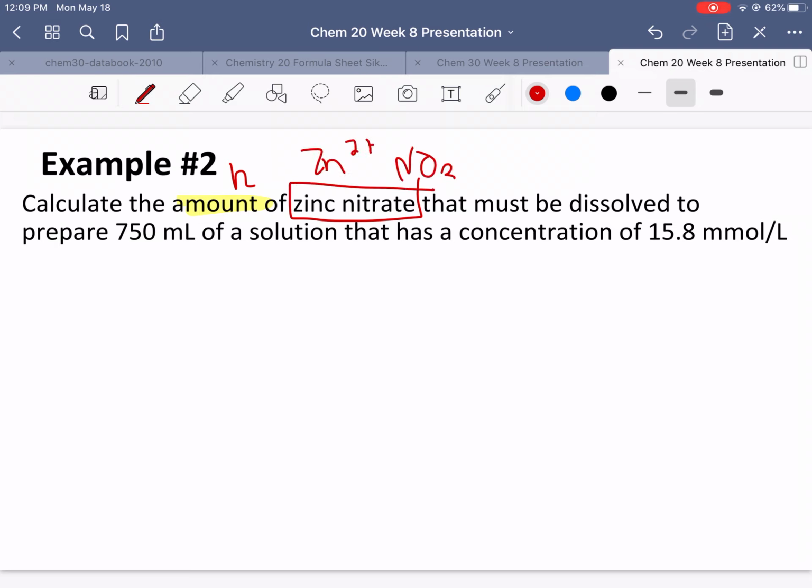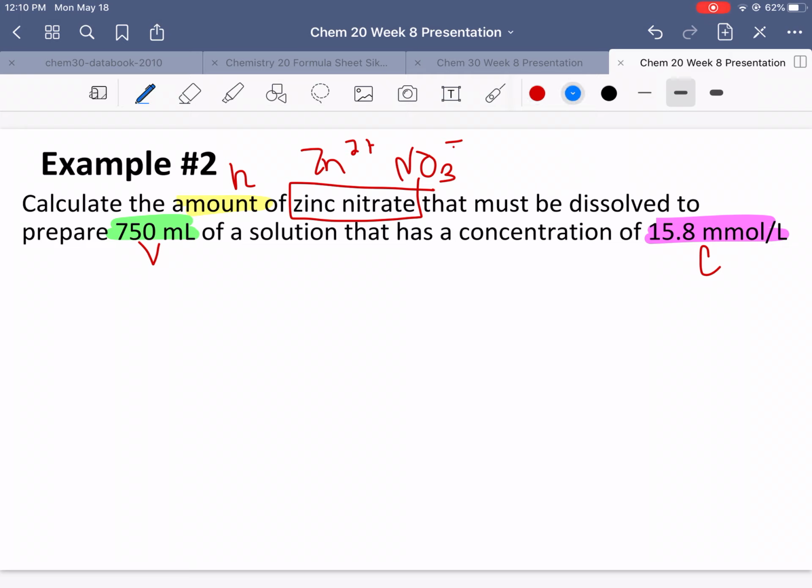Milliliters is a volume measurement, so that's going to have something to do with V. And we're also told that we have a concentration of 15.8, take note, millimoles per liter. Well, guys, this is not quite in the right units yet, but it's a concentration. How do I know that? Because I memorize. Concentration is in moles per liter. Memorizing which units go with which variables is super useful.